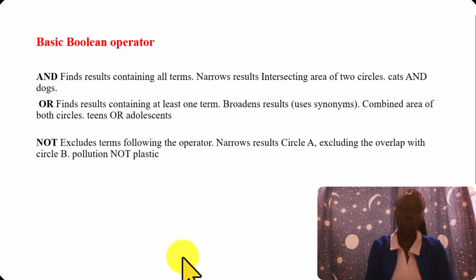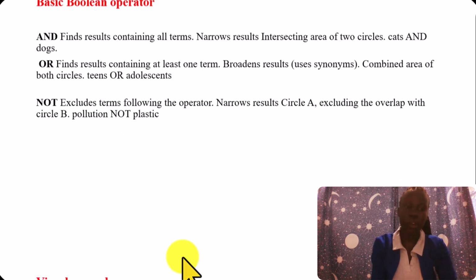Then we have the NOT. It excludes what follows the operator. It narrows the result: circle A is included, excluding the overlap with the circle B population. You can say I'm searching about population NOT plastics. So plastics will be excluded, and population will be included. That's how it works.